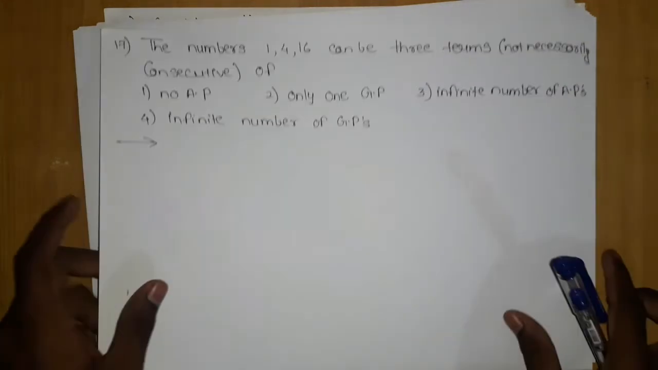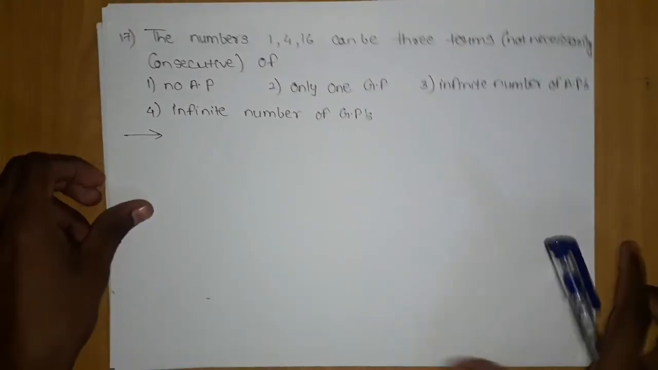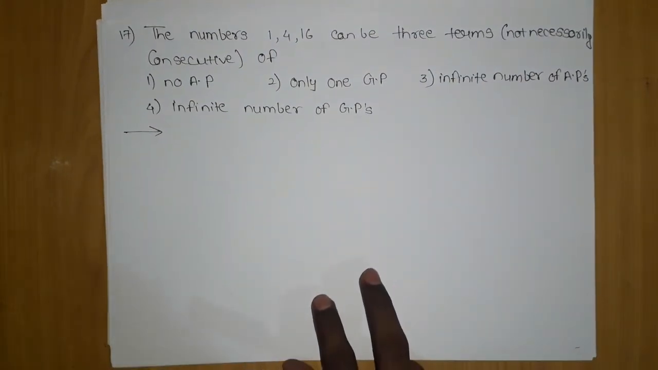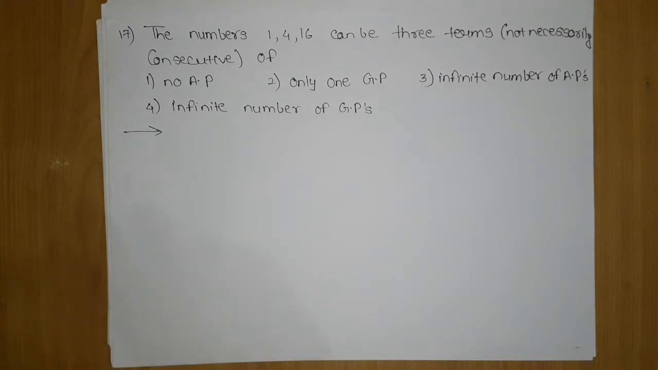Now let's move on. The 17th question: the numbers 1, 4, 16 can be 3 terms, not necessarily consecutive. Can they form an AP? They can form an AP, only one GP, infinite number of APs, infinite number of GPs. AP is very easy.